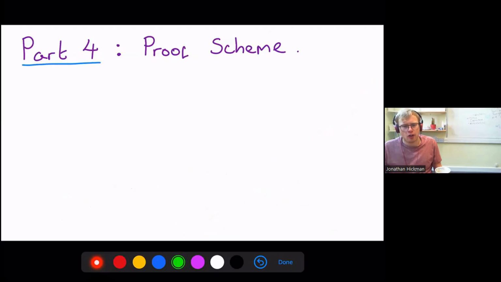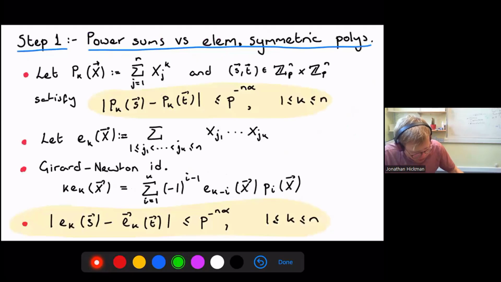So for the final part of this talk, I want to discuss a little bit about the proof scheme. The argument is quite algebraic. I want to give some flavor of the kind of tools we use, without going into a huge amount of detail. So let's suppose we have an approximate solution to our system of equations. Our original system of equations is formed by these power sums. So I'm going to let p_k denote the kth power sum.